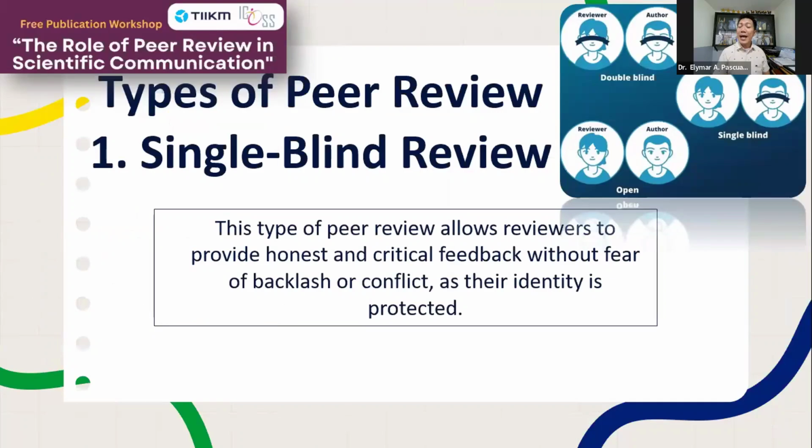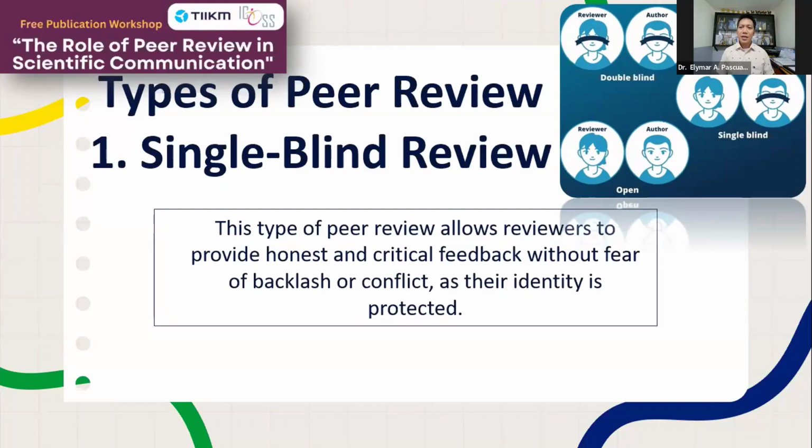First is the single blind review. In a single blind review, the identities of the reviewers are kept anonymous, but the author's identity is known to the reviewers. So they can see the author's name, the institution, and probably the email address. This type of peer review allows reviewers to provide honest and critical feedback without fear of backlash or conflict, as their identity is protected.